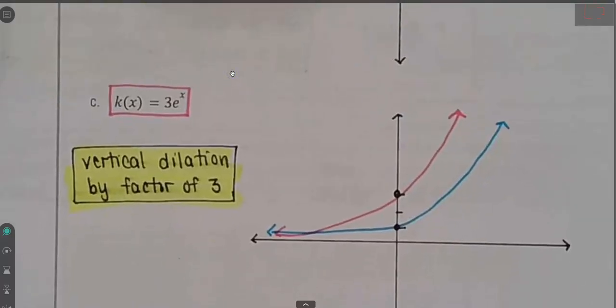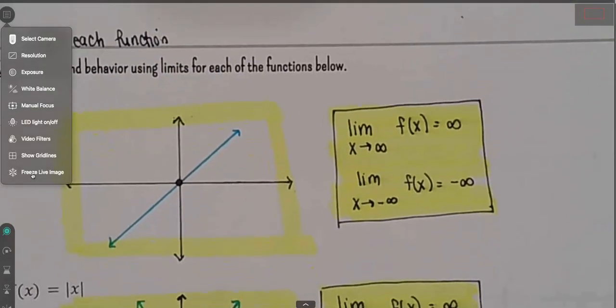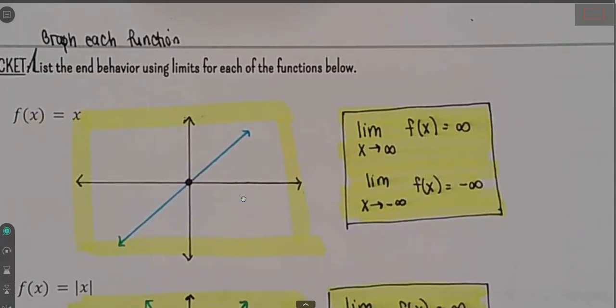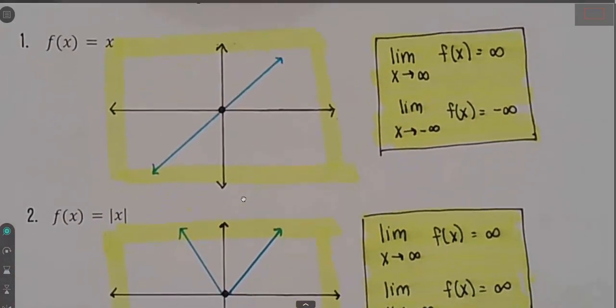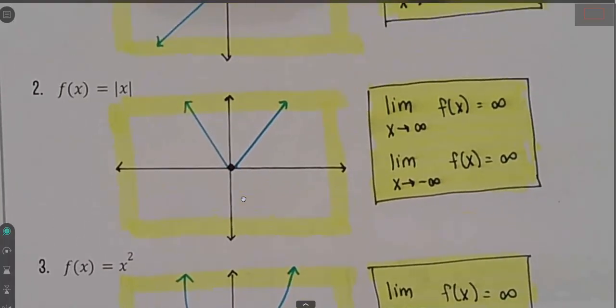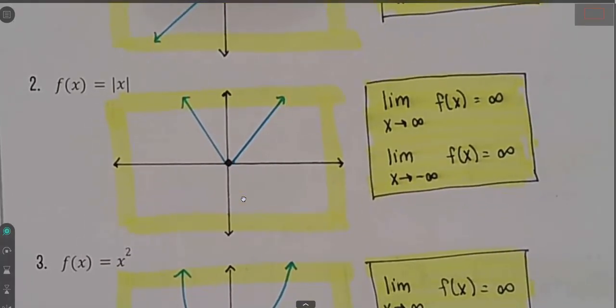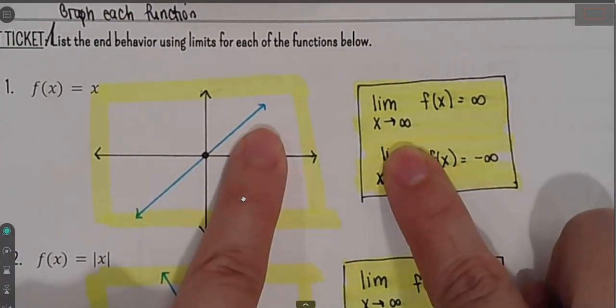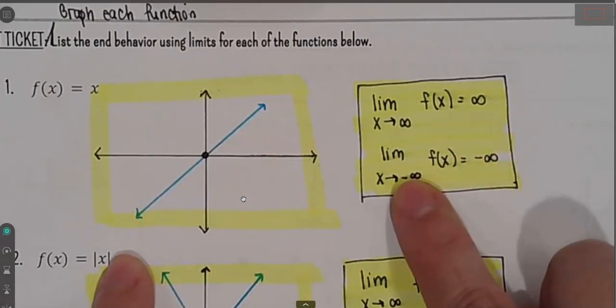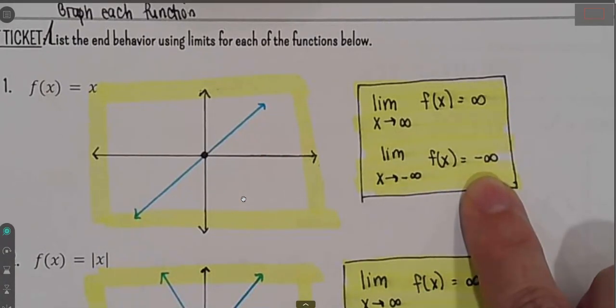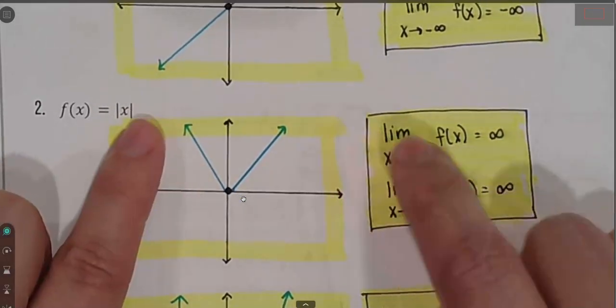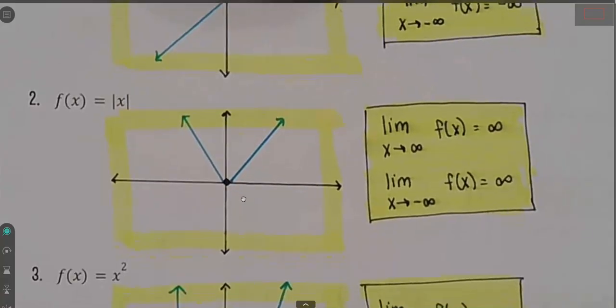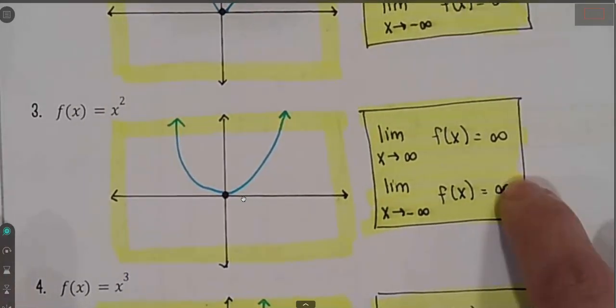I think table 4 needs a little bit more. All right, here is the exit ticket. All right, so ladies, this exit ticket was meant to just kind of review some of the basic graphs. These are all graphs that you guys should know, hopefully, and then also reviewing limit notation. So they wanted the end behavior using limits. This one, as x approaches infinity, y is approaching infinity. As x approaches negative infinity, y is approaching negative infinity. This one, it's going up and up, so infinity for both. This one's also up and up, infinity for both.